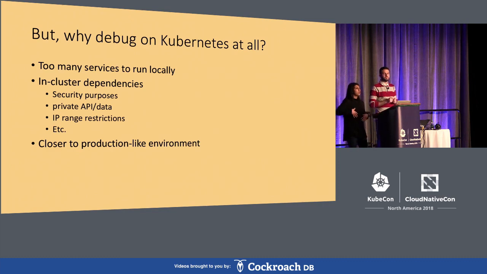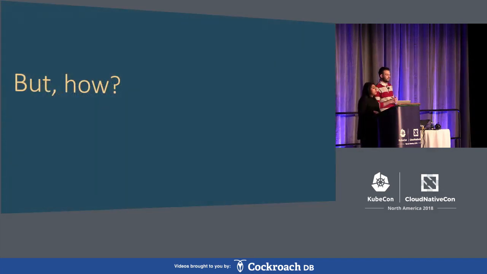You have access to all of the abstractions that go along with your actual application container image, like your Kubernetes services, ingress, secrets, things of that nature. So how do you debug an application on Kubernetes?